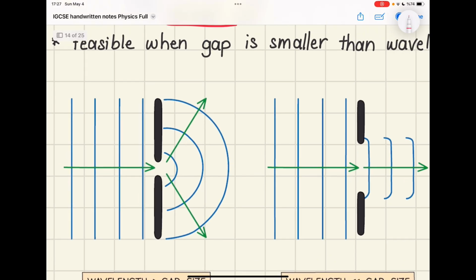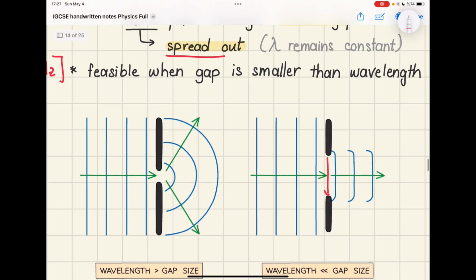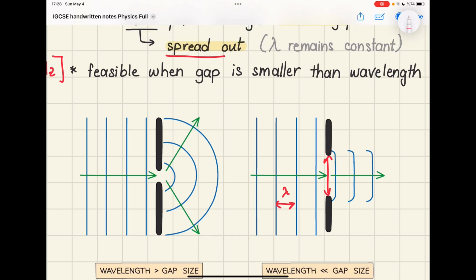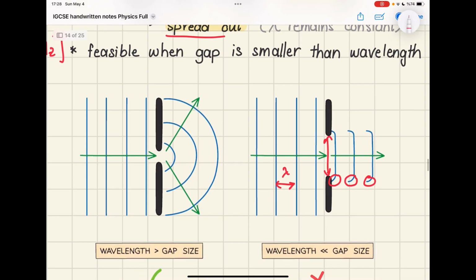Look at here. In this context, this would be the width of the gap, and here this would be the wavelength. As you can see, the width of the gap is way bigger than the wavelength. This is what causes the diffraction effect to occur only slightly at the corners. However, when the wavelength is bigger than the gap size, we can see bigger effects of diffraction. Therefore, we have more curvature.